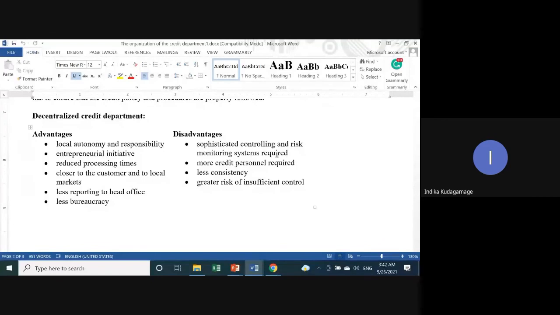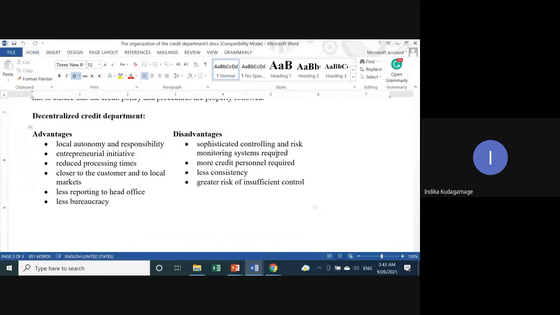Right? The regional manager is there to go speak and get it done, rather than writing emails and getting everything done through systems. Then the disadvantages: a sophisticated control and risk monitoring system is required because we have given powers to decentralized units, so everything needs to be properly monitored from a center. More credit people required. At the center you need 10, but if it is given to regions, depending on the number of regions, you need so many credit people. If it is given to branches, even more. Less consistency, the evaluation from one person to another will be different.